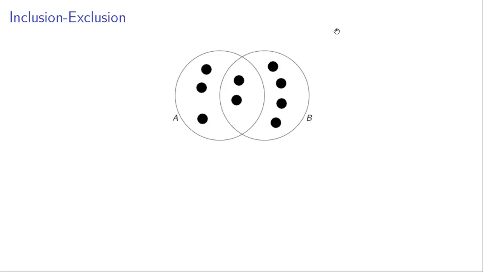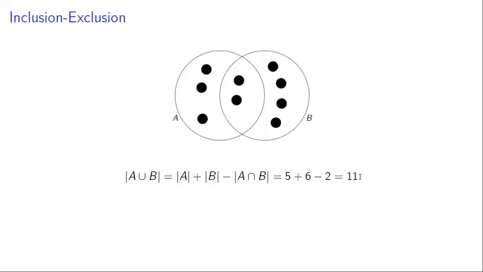How many elements does B have? B has 6 elements. So if I just count the elements of A plus the elements of B, that would give me 11. However, there aren't 11 dots here. So what's the idea? If I want to know the cardinality of A union B, I'm sorry, this is a mistake. Okay, this should be a 9.